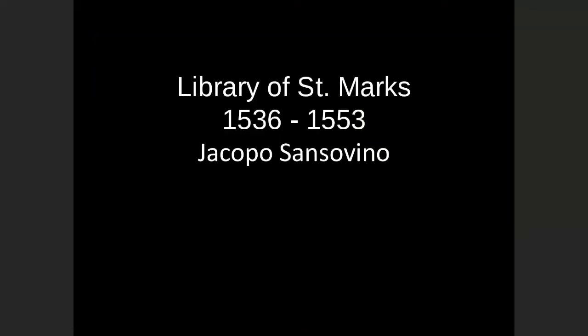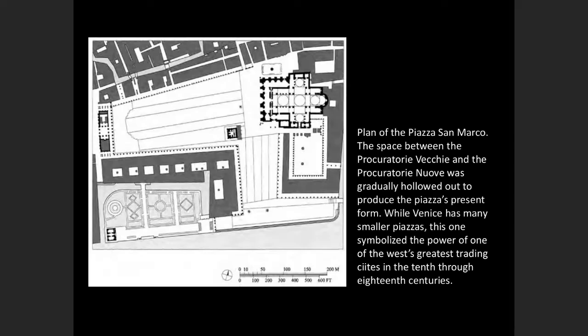Really briefly, I just want to show you a couple of other examples. Venice, this is the Library of St. Mark's, or San Marco, from 1536 to 1553. The architect was Jacopo Sansovino. This is located just off of the Piazza San Marco. So here is the San Marco, or St. Mark's Church. This is a famous late Gothic Italian church.